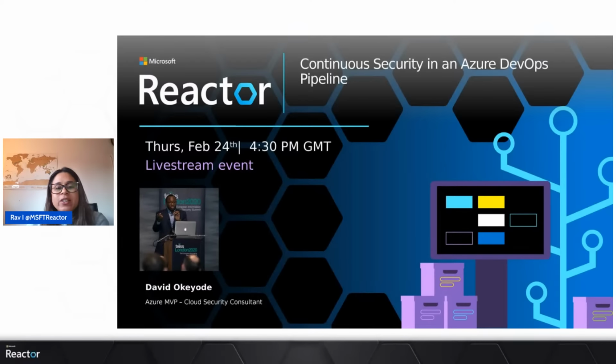Today's episode is on continuous security in an Azure DevOps pipeline. The session will be led by David, who is an Azure MVP and a cloud security consultant. The chat will be open throughout, and we do encourage you all to participate. And with that, I'm going to hand over to David, who will now take the session.